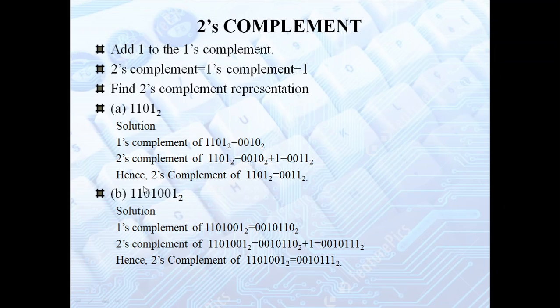Consider another example, 1101001 to the base 2. In order to find the 2's complement, first we have to find the 1's complement. 1's complement is changing all the 1's to zeros and then zeros to 1's. So after converting zeros to 1's and 1's to zeros, the result of 1's complement is this one. And we have to find the 2's complement, so add 1 to this 1's complement. The result is 0010111 to the base 2.